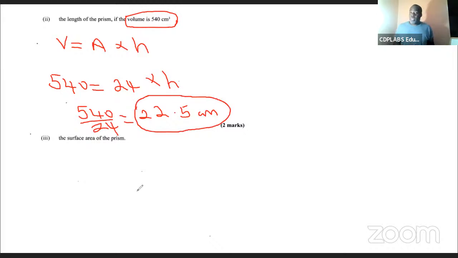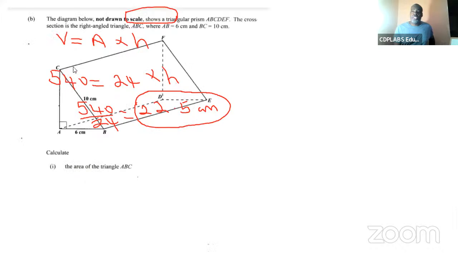Surface area means you have to look at the figure and look at the shape of it. We have two triangles, so we know the area of the two triangles, only if you know the length. So we found the length, which is 22.5.